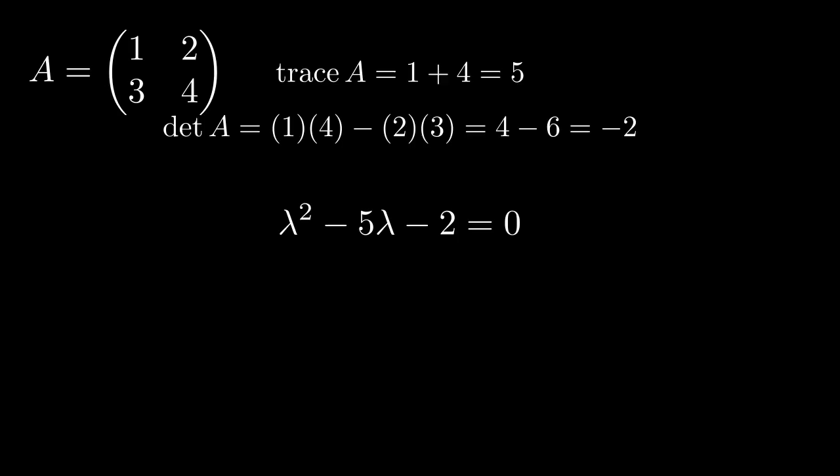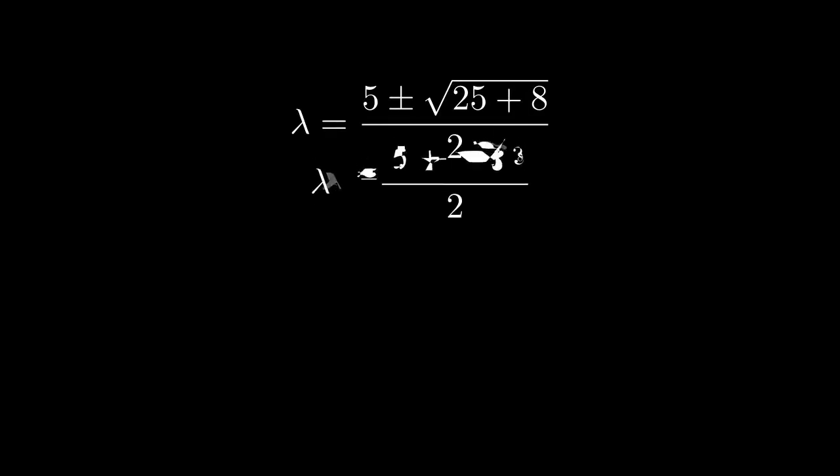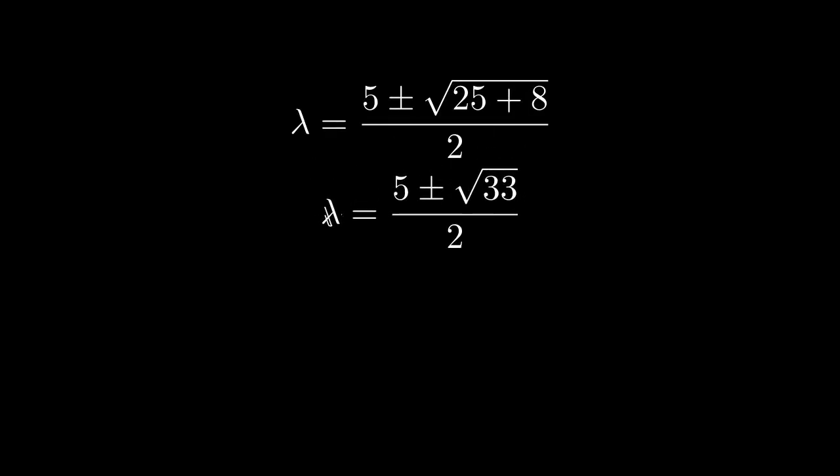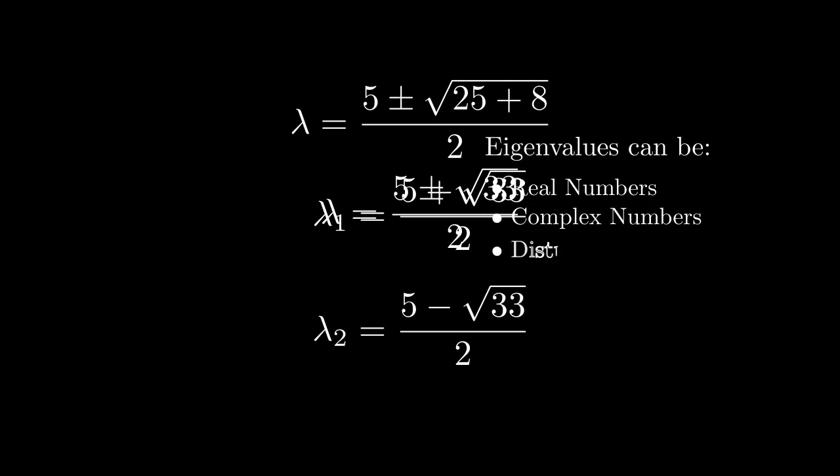For instance, if A has elements 1, 2, 3, and 4, then the characteristic equation becomes λ² − 5λ − 2 = 0. We can solve this quadratic equation to find the eigenvalues of A. Using the quadratic formula, we get λ = (5 ± √(25 + 8)) / 2. Simplifying this expression, we get two possible values for λ. These values represent the eigenvalues of the matrix A.